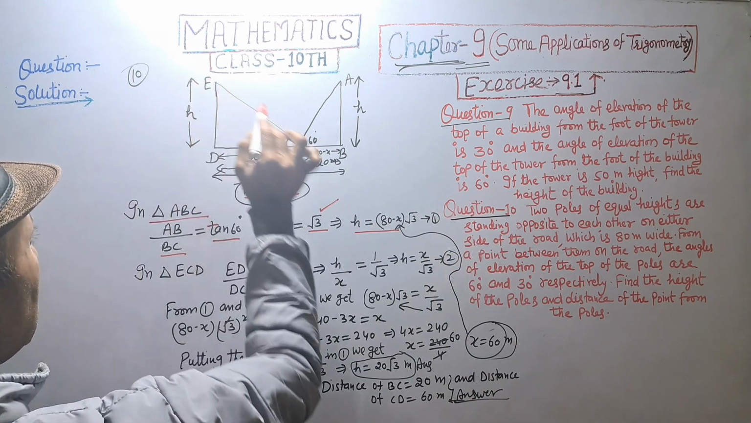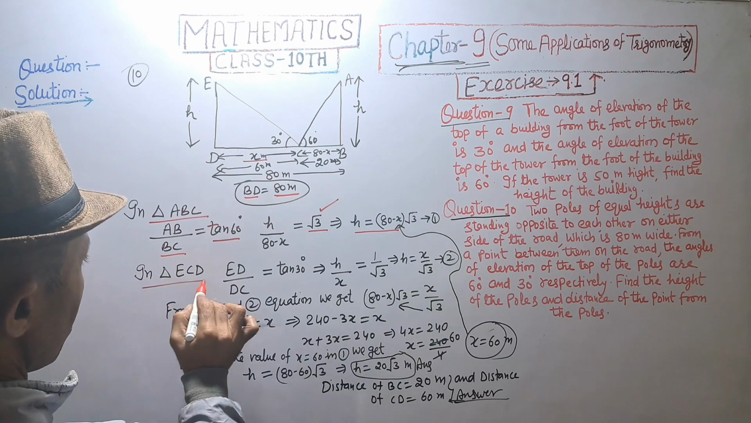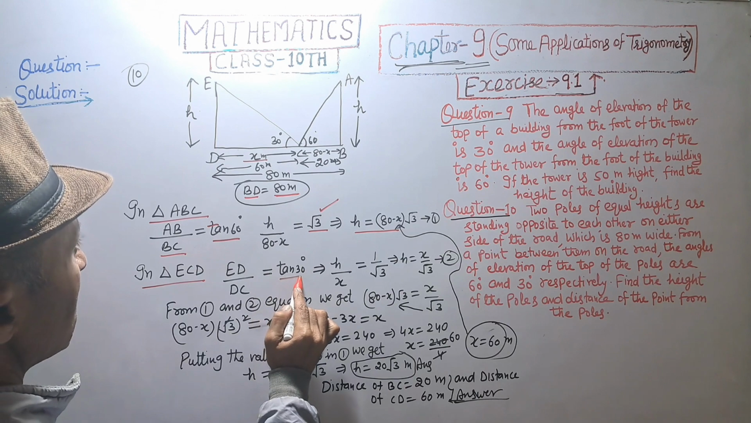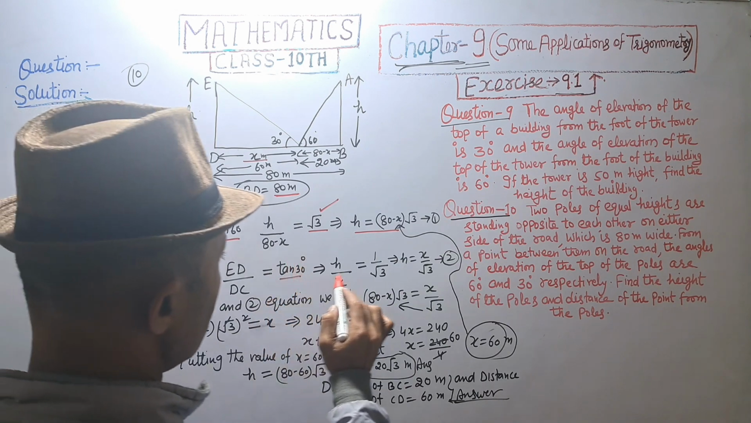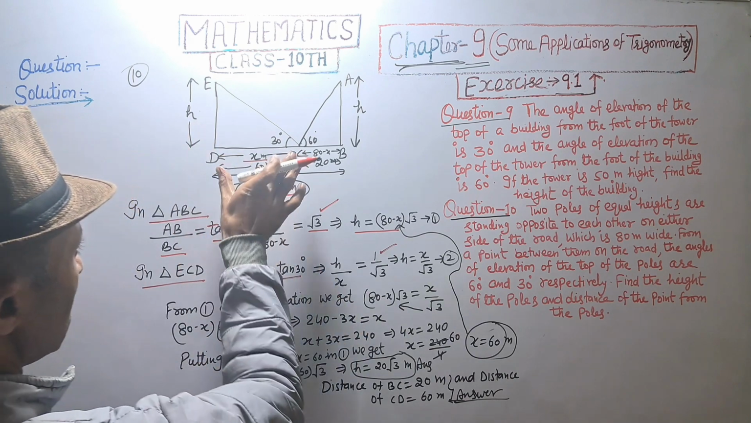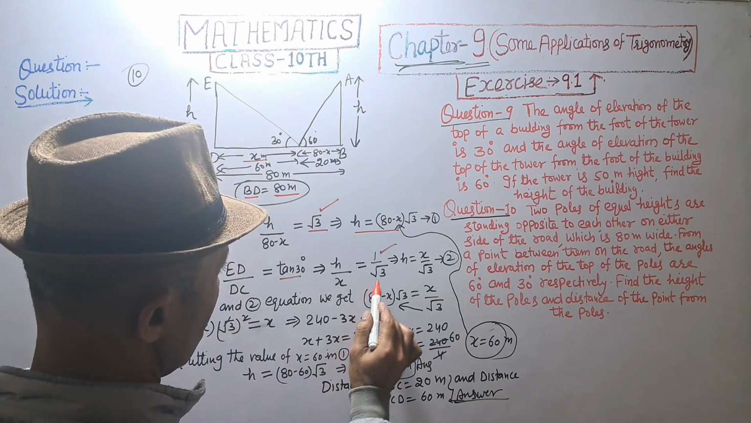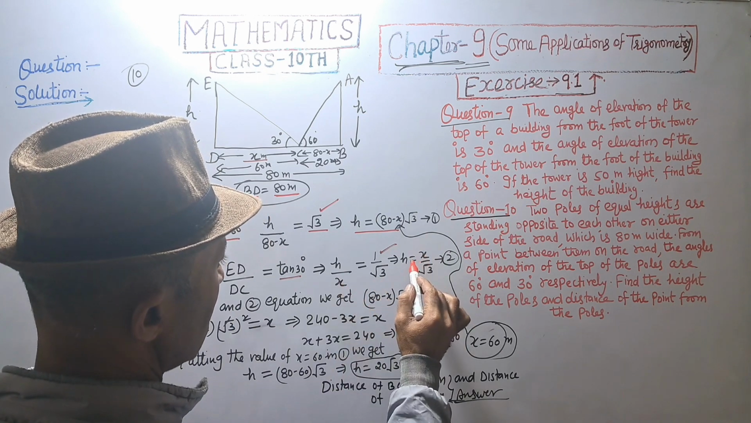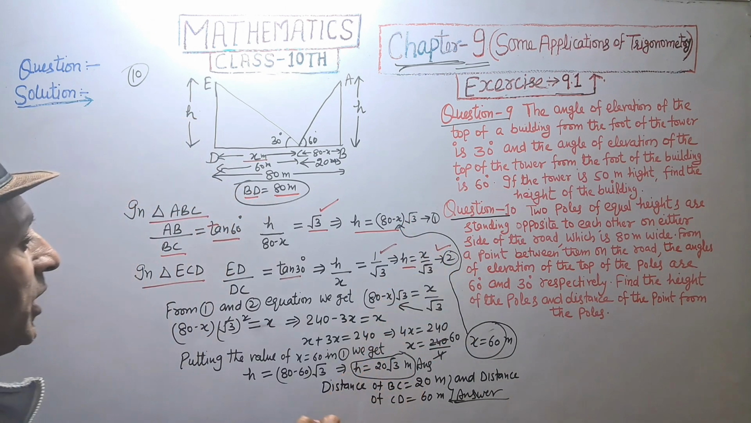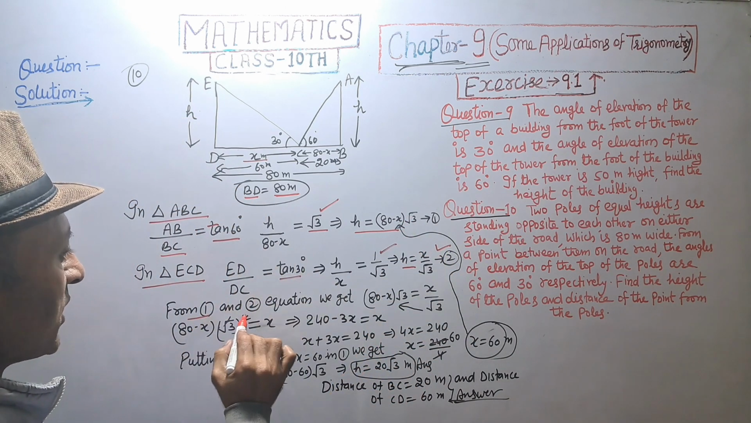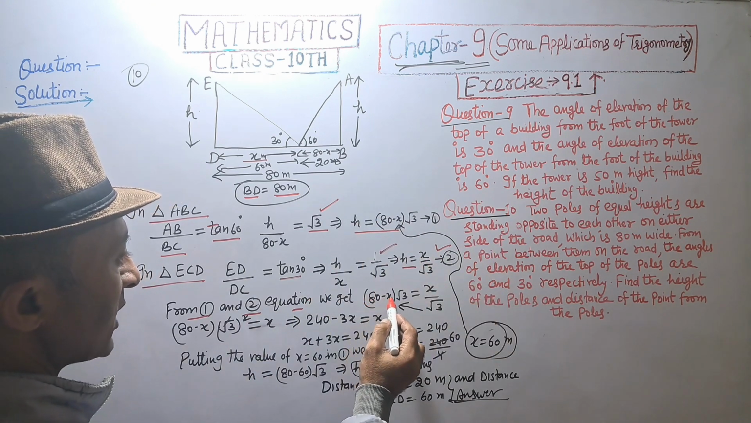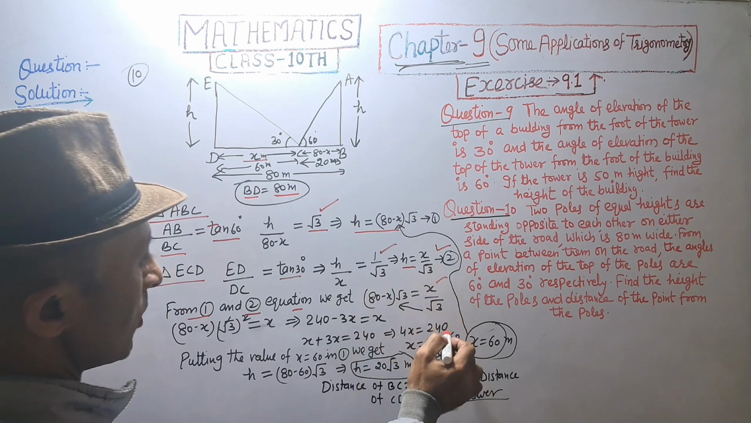The triangle ECD, ED upon CD is equal to tan 30 degree and tangent 30 degree is 1 upon root 3. ED is h and DC is x meter. X multiplied by right side, h is equal to x upon root 3. It's equation number second. And from equation first and second we get first equal to second. 80 minus x root 3 is equal to x upon root 3.